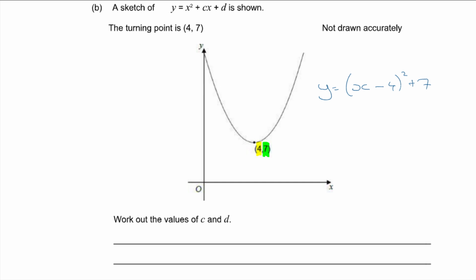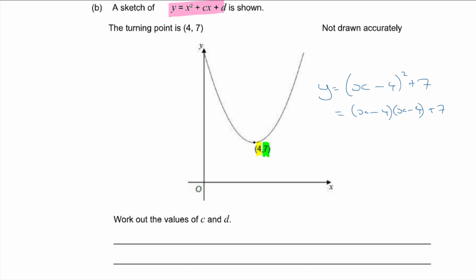But that's the completed square form, and we actually want the expanded form. So I'm going to have to multiply that out and work out what we've got. So x minus 4 all squared is x minus 4, x minus 4, plus 7. So just writing out the double bracket like that. Okay, so we need to multiply this out.